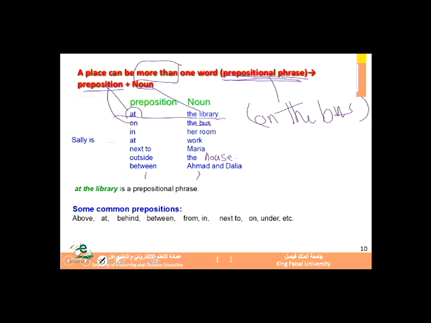So, for example, at the library is a prepositional phrase. Why? Because there is a preposition and there is a noun. We call it a prepositional phrase. Now, these are some of the common prepositions that we have in English: above, at, behind, between, next to, from, in, under, etc. Now, let's have some examples that can show us how to use those prepositions.